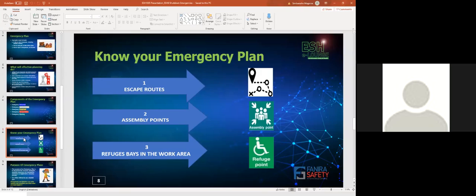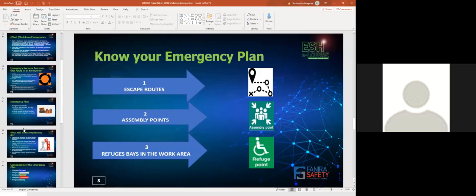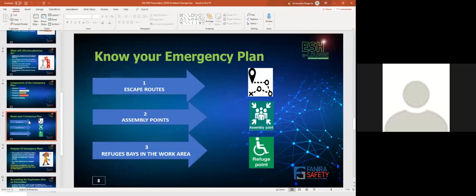If we check, if we monitor and we address, going back to our planning phases, let's always ensure that the emergency plan is being communicated and everyone knows, escape routes are in place, the assembly points are known and in place, and the refuge base in the work area is available as well.